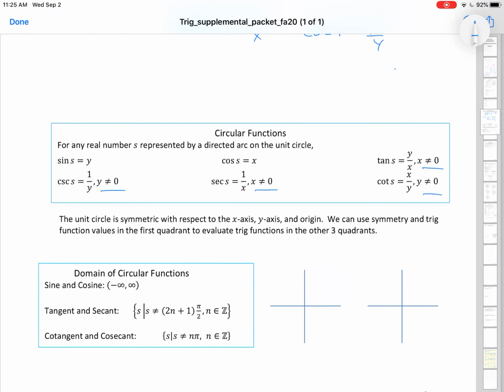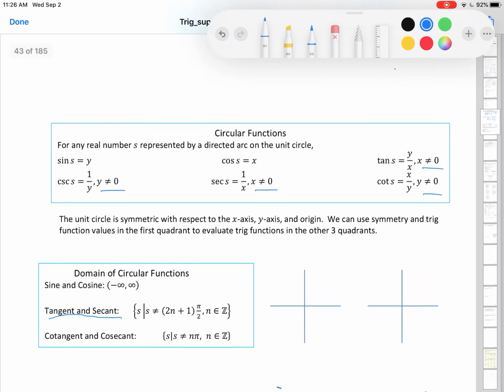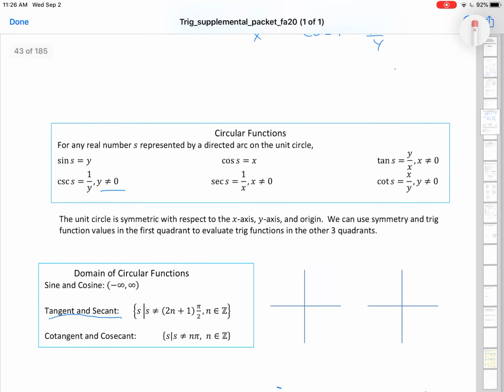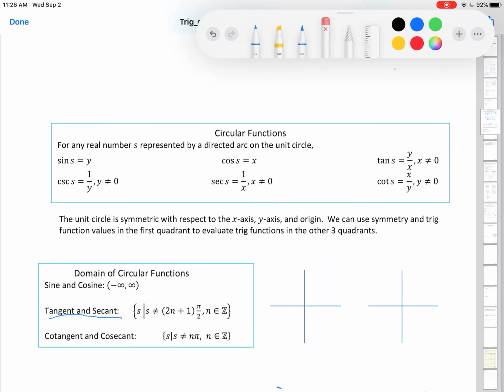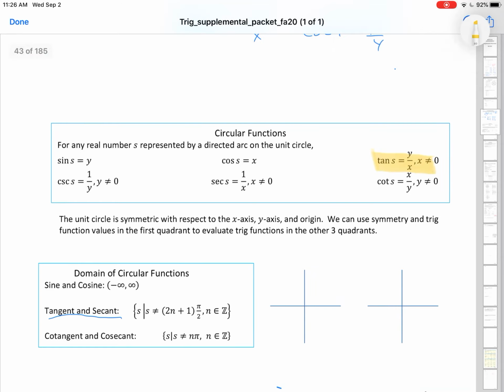We find that the domain of the sine and cosine is anything that you want. But if you start to go to the tangent and secant, let's take a look at why they group those together. I'm going to come in here and erase these underlines that I put in here. And I'm going to use my highlighter. They're focusing on tangent and secant. Now, why would they pair those together? Look who's on the bottom, x. We're going to have a problem whenever x is 0.